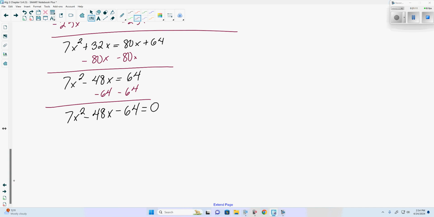Questions on this so far? Now at this point we could try graphing it. It will give us a solution. The reason I say 1, because it will most likely give us 1, because the factors of 7 are 7 and 1. Now, if 48 and 64 had been divisible by 7, they're not, then there's a good chance we could factor the 7 out and have two nice factors.